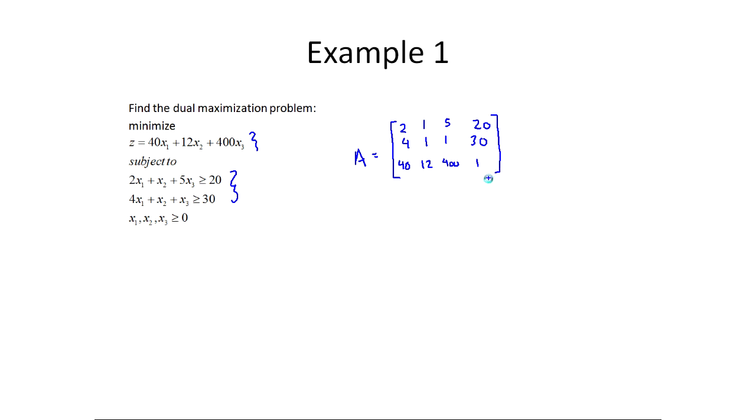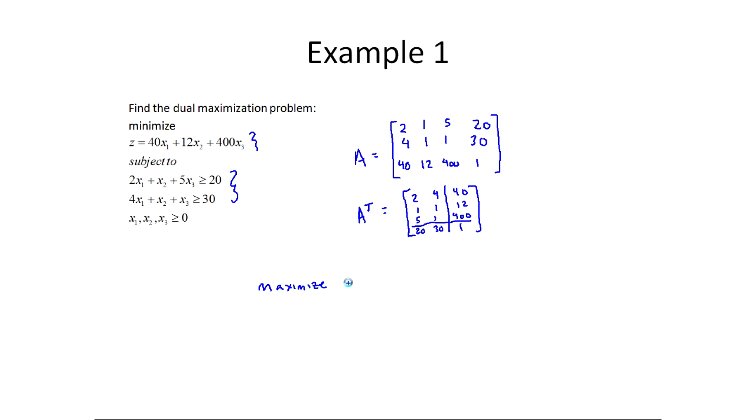And the next step is actually to find A transpose. So A transpose is the matrix when you switch rows and columns. So one way to do this is to take each column and make it a row. And so what I'll do is write 2, 4, 40, 1, 1, 12, 5, 1, 400, and then 20, 30, and 1. What's going to happen is this last row here is going to be my new objective function. And over on the right of this, these are going to be my new constants. And so my new problem will be to maximize. Notice our first problem was to minimize.